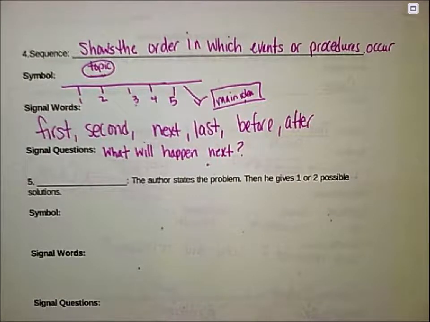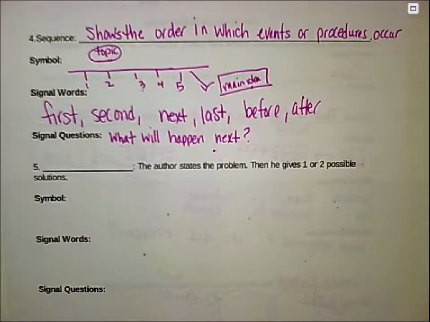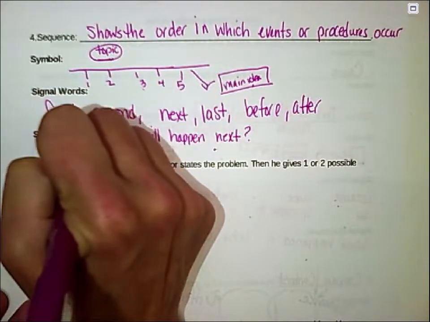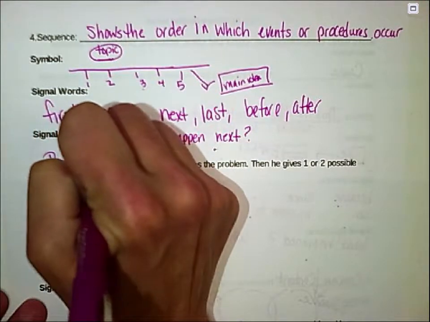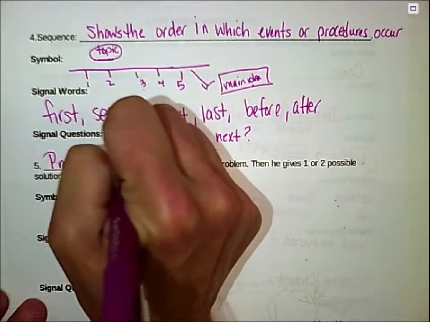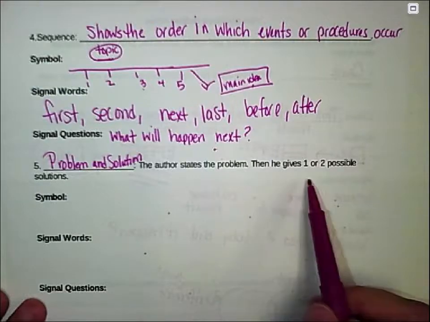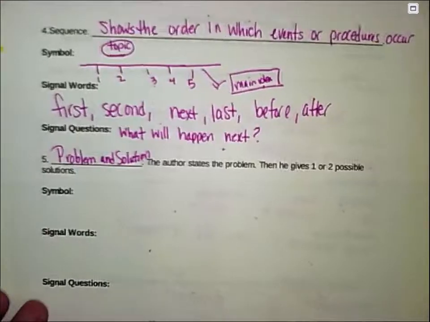Okay, now we're going on. We have just 2 more left. Our next one is problem and solution. Okay, and that means the author states the problem, then he gives 1 or 2 possible solutions.